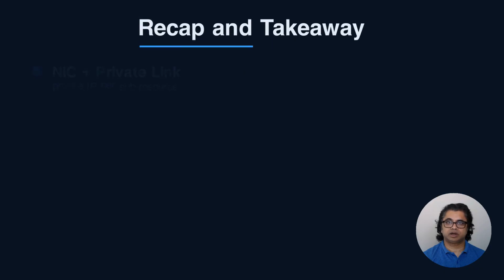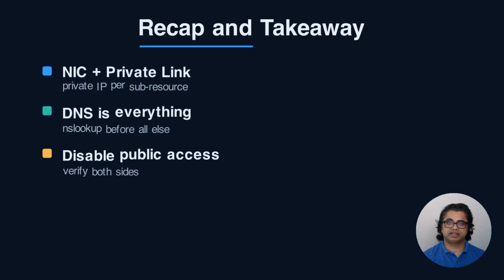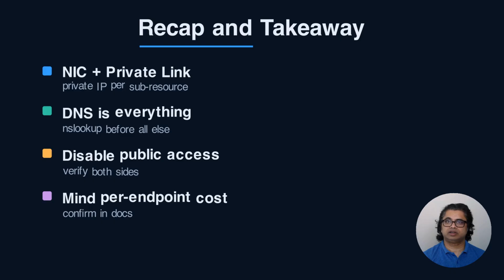To recap, a private endpoint is a NIC in your subnet with a private IP that maps to one sub-resource through Private Link. The order is VNet and subnet, create the endpoint, wire up the private DNS zone, then disable public access and verify resolution and connectivity from inside and outside. The one thing to burn into memory, 90% of private endpoint problems are DNS problems. If a client can't connect, run nslookup first.